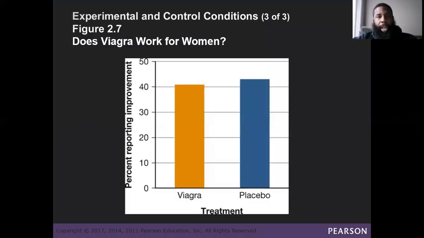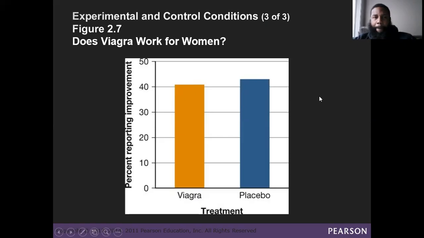So, does Viagra work for women, right? So here, the percent reporting improvement in their sexual responsivity for women is at about 40%, but in the placebo group, this group received a blue diamond-shaped pill that resembles the regular blue diamond-shaped pill, right? It looks like Viagra, except this blue diamond-shaped pill that the placebo group received is just a sugar pill. But they actually experienced greater change than the group that received the actual treatment.